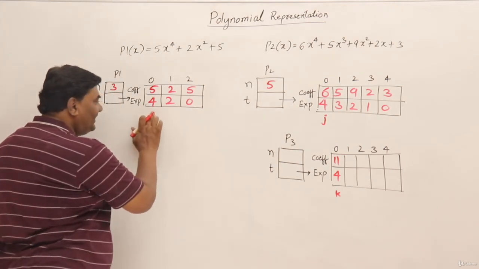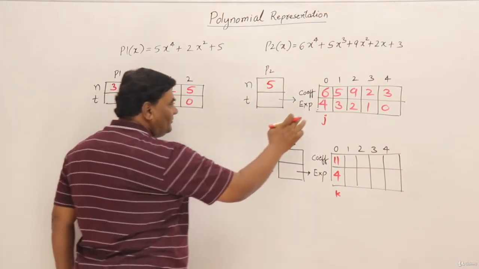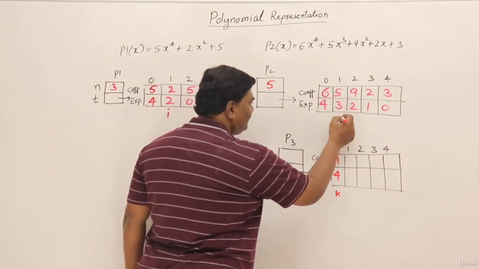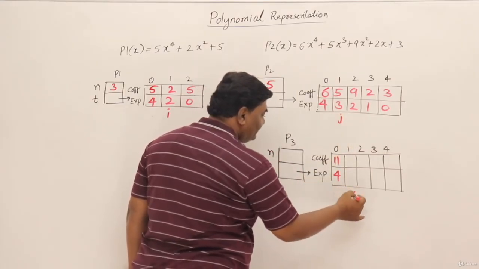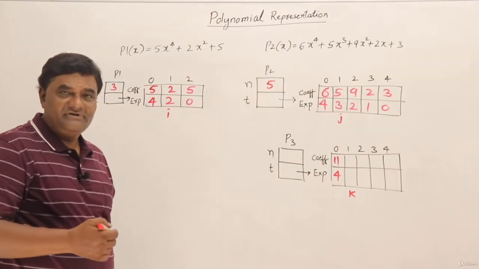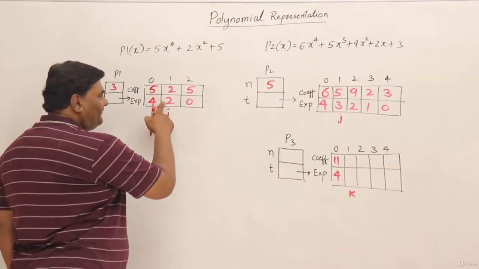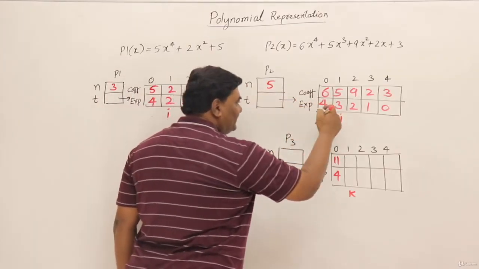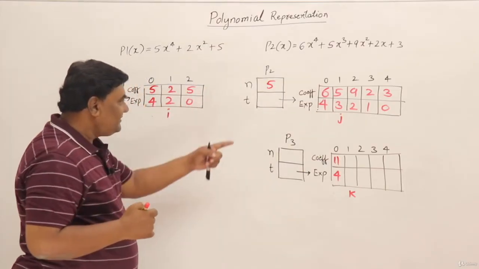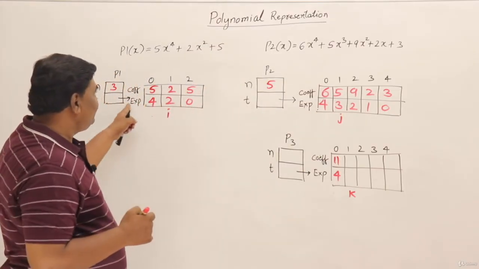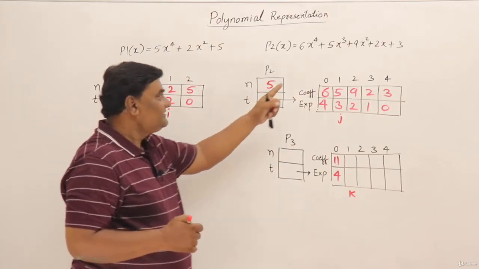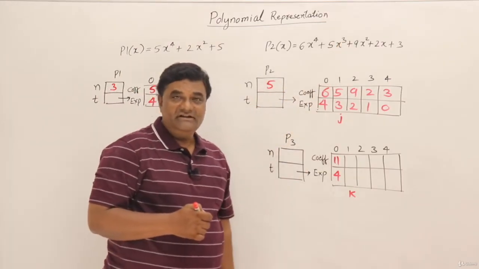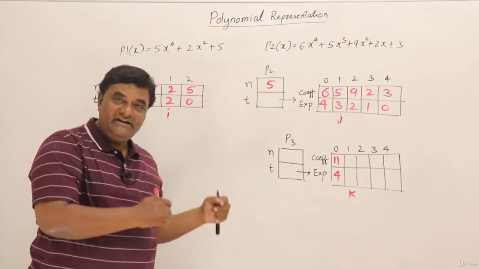So move i to the next term. Move j to the next term. And move k also to the next term. Then continue the same thing. Check power 2, check power 3. No, that power is 3. So this polynomial is not having any term with power 3. This is having a term with power 3. So that is greater. So take that one.